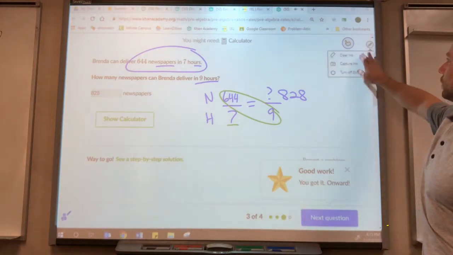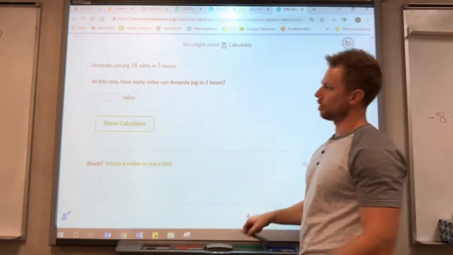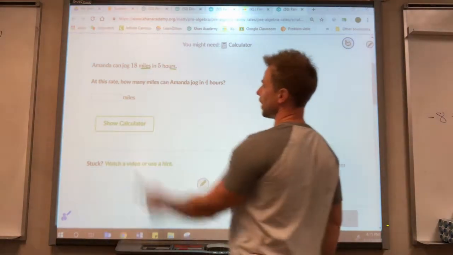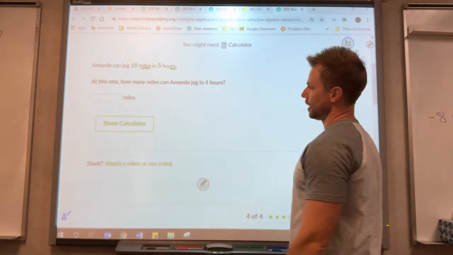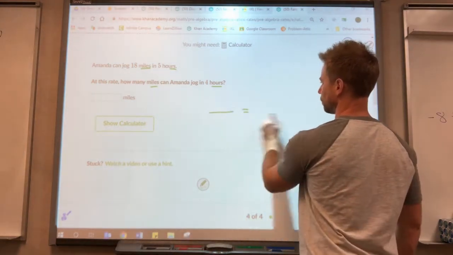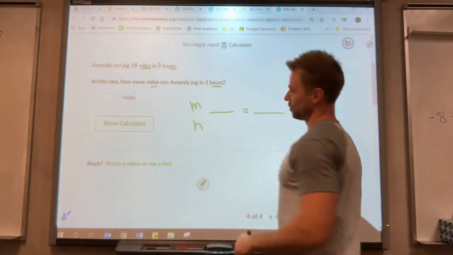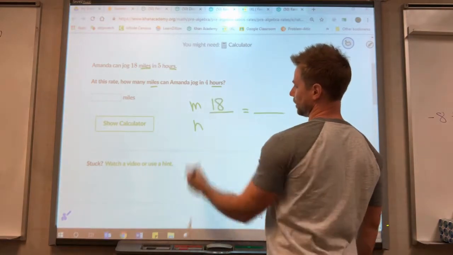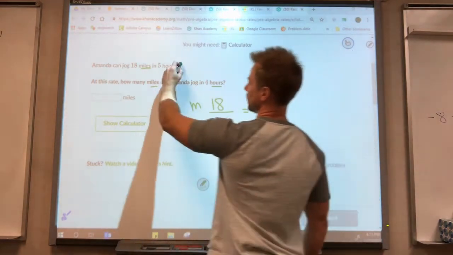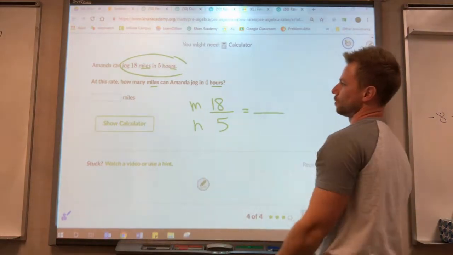Let's try another one of those. Let's see, Amanda can jog 18 miles in 5 hours. How many miles can she jog in 4 hours? Again, set up a proportion. Our labels are miles and hours. 18 miles in 5 hours. Same sentence, same ratio. Miles goes on top, hours on the bottom.